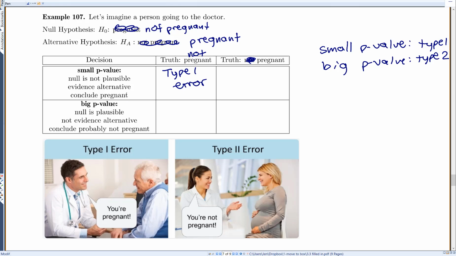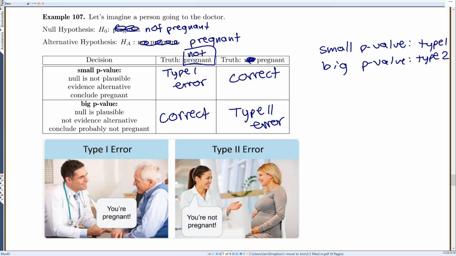Okay, if you decide that you're pregnant and you actually are pregnant, then you are correct. Congratulations. We're hoping that happens most of the time. But now, let's say that you got a big p-value. So you think the null is plausible, that you're not pregnant. There's not evidence for the alternative, and you conclude that you're probably not pregnant. So we decide you're not pregnant, and the truth is that you are not pregnant. So that means you were correct. We always like it when we're correct. But now, if the truth was that you are pregnant and you decide that you're not pregnant, that's a type 2 error. So the way I always remember it, small p-values is always going to be a type 1 error if you make a mistake. Big p-values are always a type 2 error.